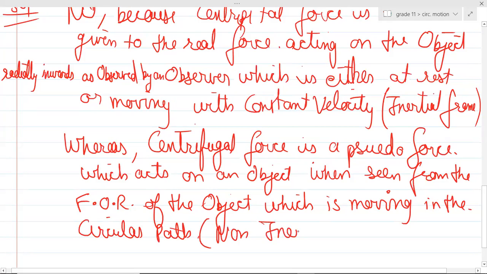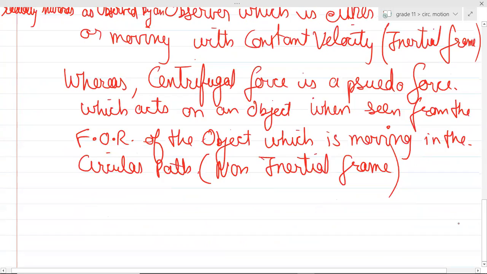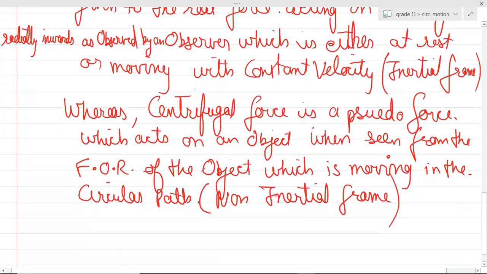So can you see, guys? They both cannot act simultaneously, because there would be a problem with the frame. This acts in an inertial frame and this acts in a non-inertial frame, which are different. So in the same frame of reference, they will never act. Okay? Yes, tell me. The centrifugal force is radially outwards. Yes, it is radially outwards.